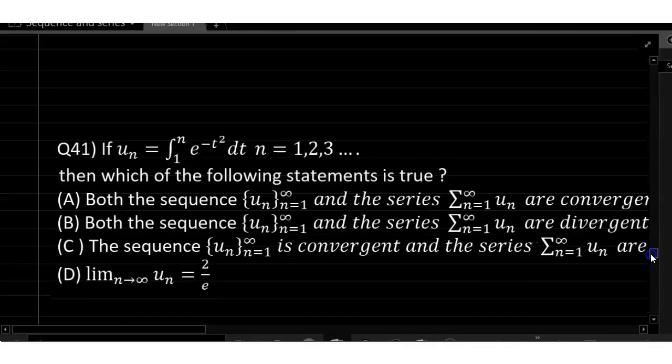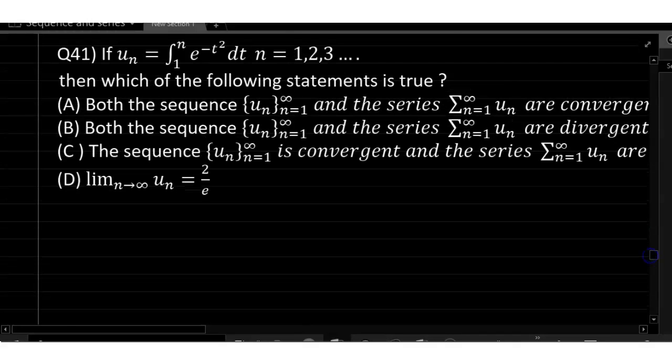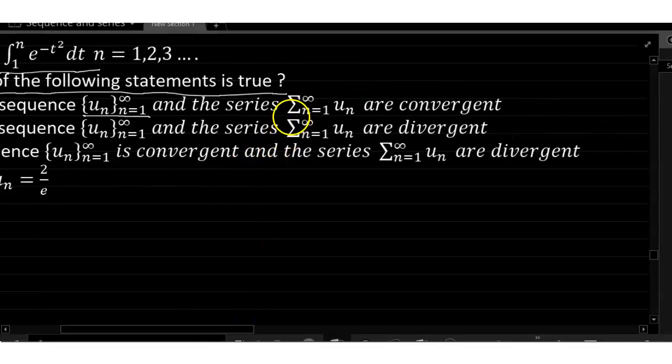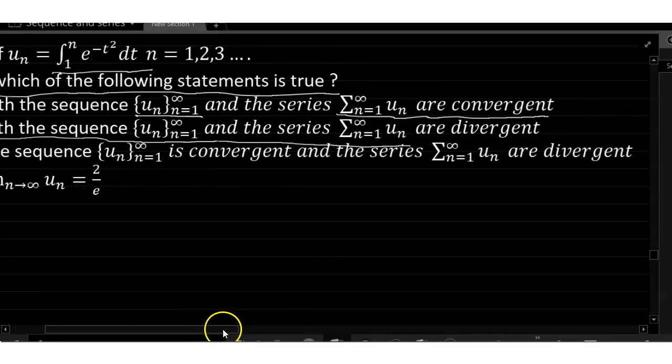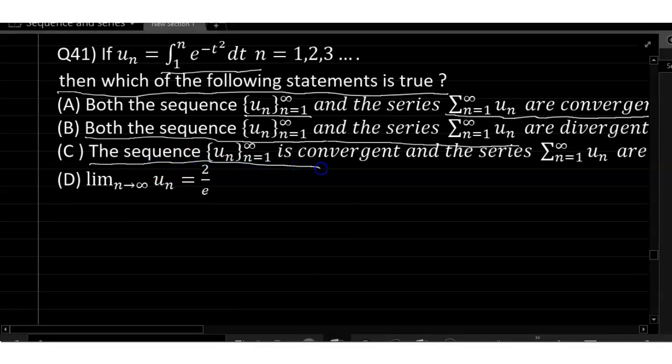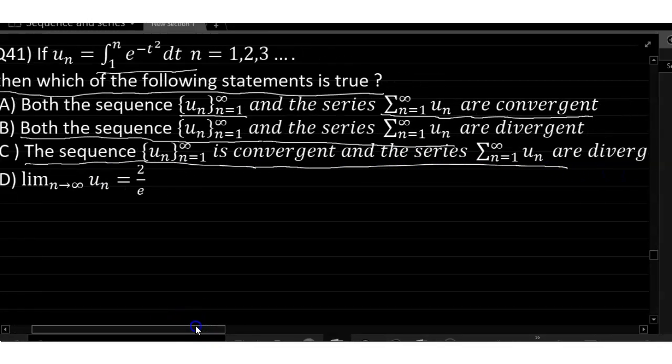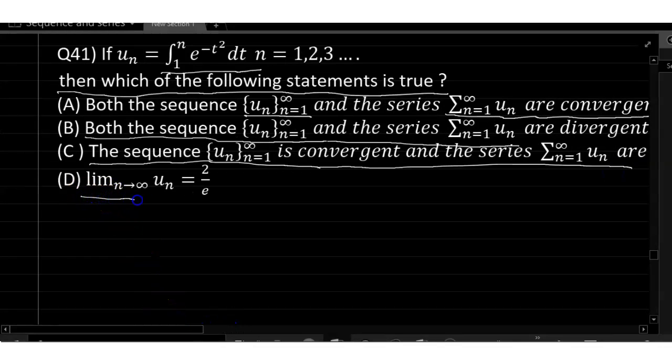Next problem is: u_n is equal to the integral from 1 to n of e to the power minus t square dt. Then which of the following statements is true? Both the sequence u_n, n equals 1 to infinity, and the series summation n equals 1 to infinity u_n are convergent. Both the sequence u_n and the series summation u_n are divergent. The sequence u_n is convergent, but the series summation u_n is divergent. Limit n tends to infinity u_n divided by 2 by n, 2 by e.